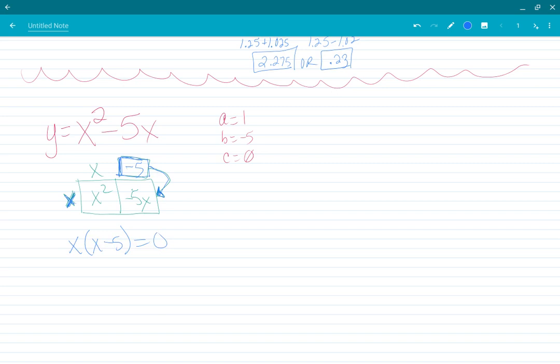So what number can you put in here to make that negative 5 disappear? This is a trick question. What number can you put in here to make it equal 0? It's so easy. 0. There you go. So these are the two answers. Do you see why you wouldn't need the quadratic formula? Let's try another one without a C value.